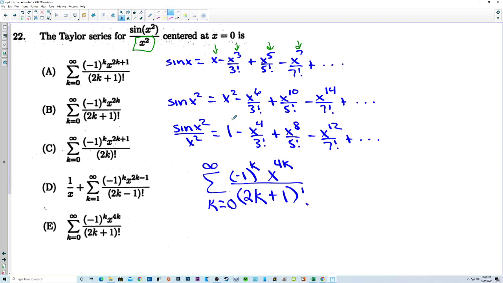Now notice that going 1, 4, 8, 12 is increasing by 4. That's linear. So there's why we have x to the 4k if we start at 0. -1 to the k because we want -1 to the 0. We want +1. And then in the bottom, this is odd powers with 1 factorial, 3 factorial, 5 factorial, and so on. Well, 2 times k would get you an even number. If we're going to start at 0, we get 0, and then we just have to add 1 to that. So it ends up being letter E.